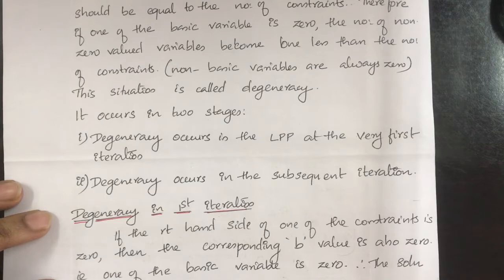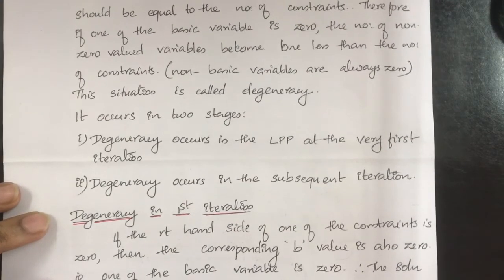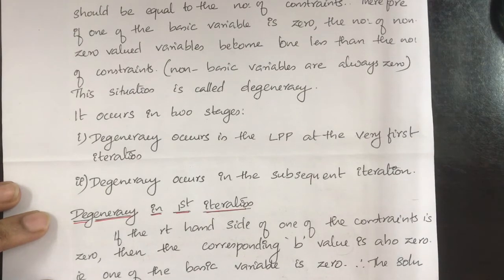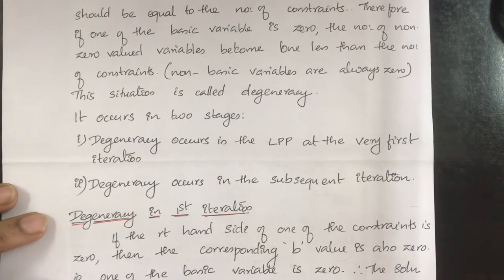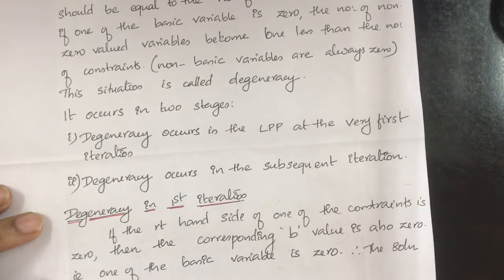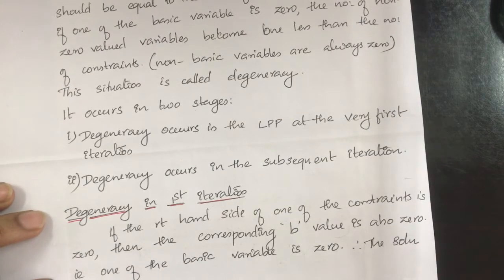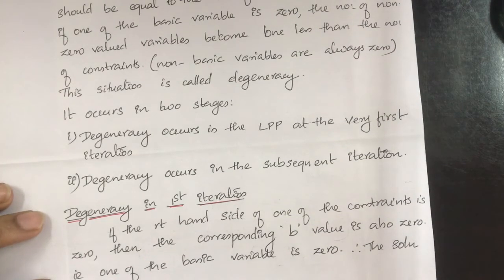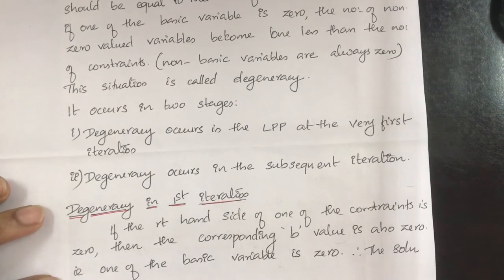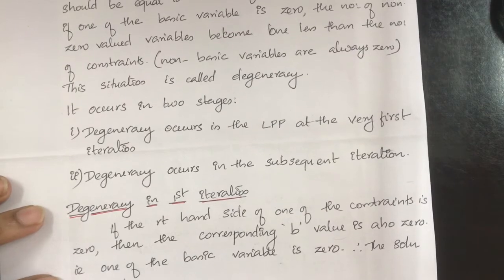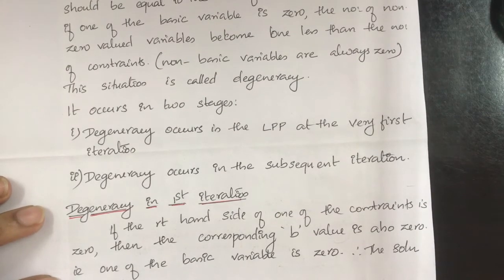So, when degeneracy occurs, or when a basic variable's value becomes 0, that is, in the B column the value is 0, in such conditions we cannot continue to the next simplex table because we need to find the minimum ratio. If a B column value is 0, we cannot exactly find out the minimum positive ratio. So in such cases, it increases the computation. That is, we need to do more iterations to get the answer.